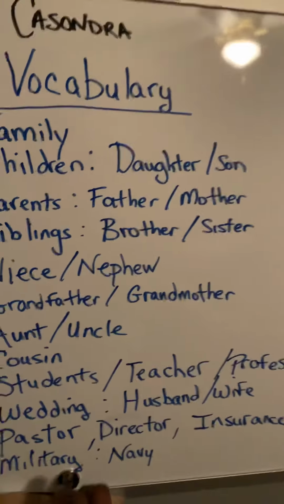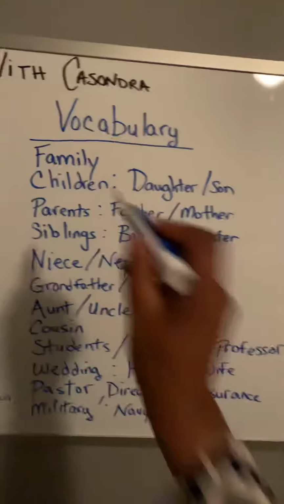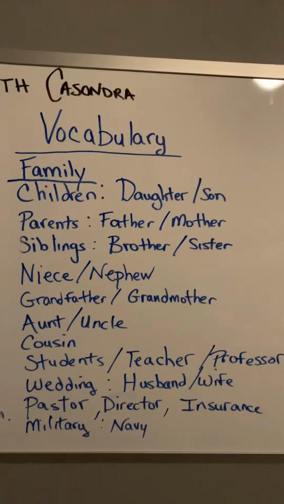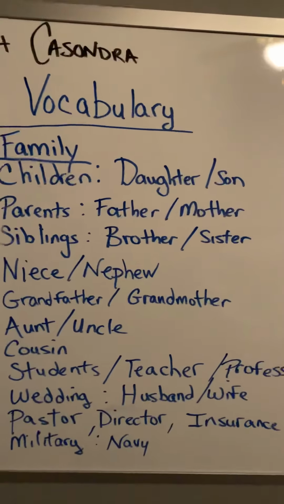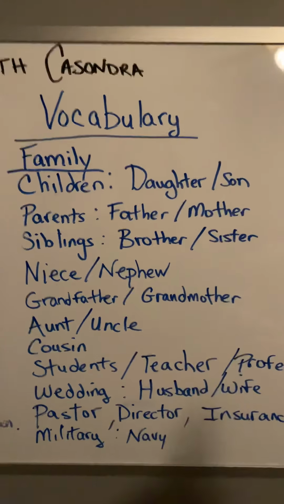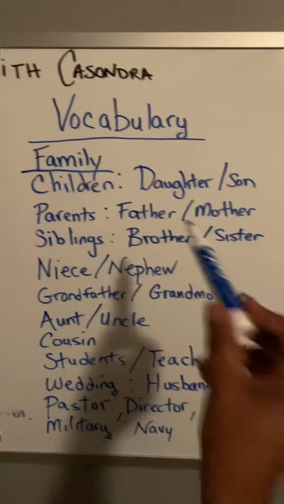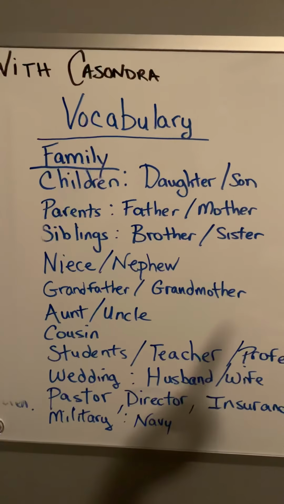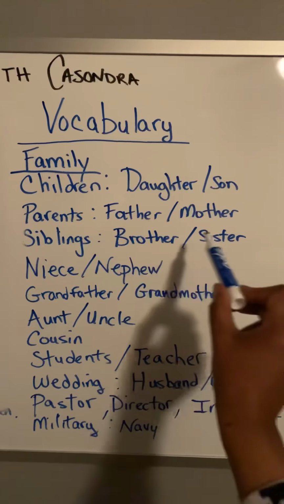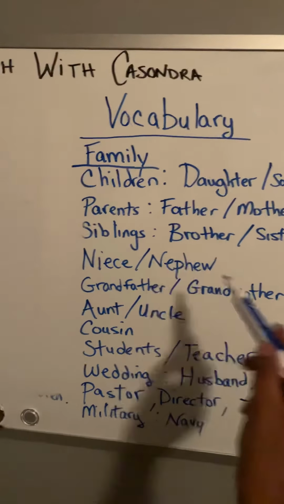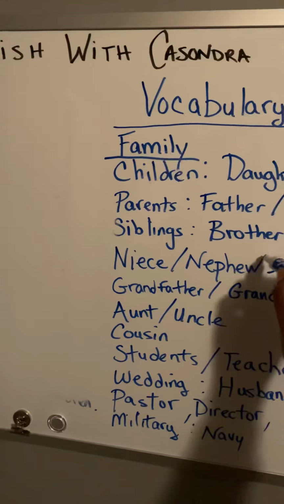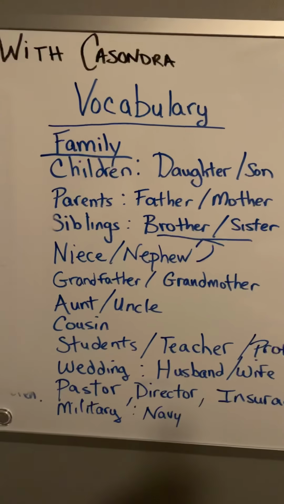Okay, so lastly, I am just going to show you some vocabulary that we talked about today. Okay, so family. Family are the people that you are close to. So you have your children. They would be your daughter and sons. Your parents. They would be your father and mother. Siblings are your brother and sister. And then your niece and nephew, they are the children of your brother and sister.